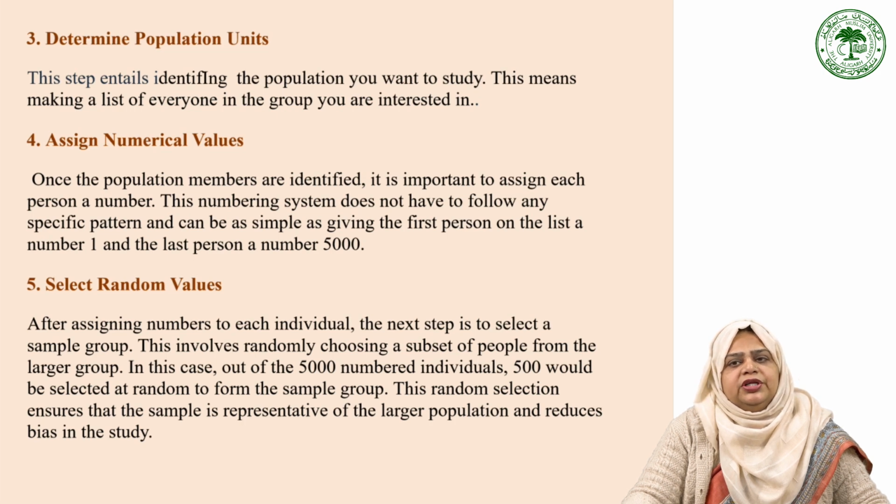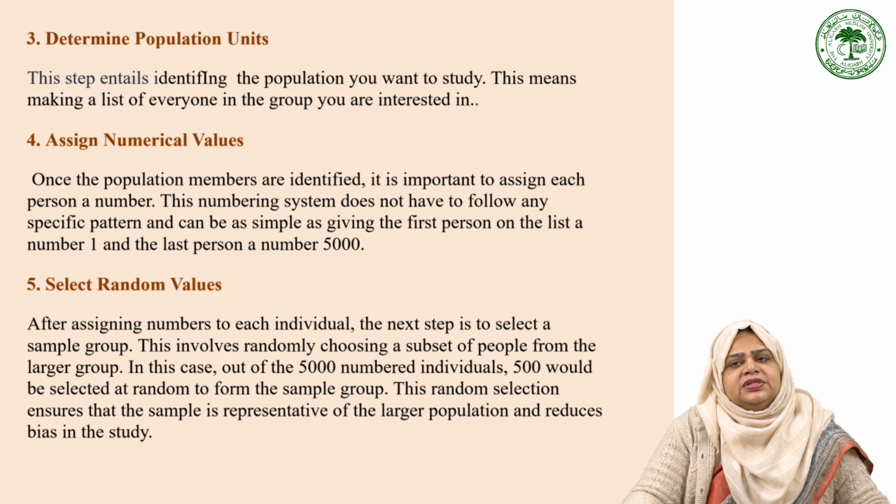Once you have your population, the next step is to assign each person a random number. This number does not have any significance, it is just a way to identify them. For example, the first person on the list could be given the number 1 and the last person could be given the number 5000 if the population consists of 5000 people.